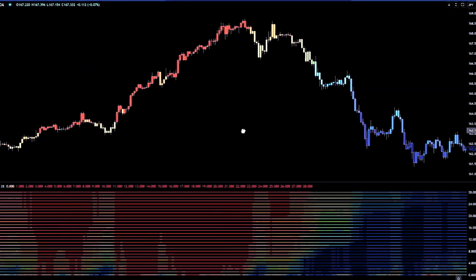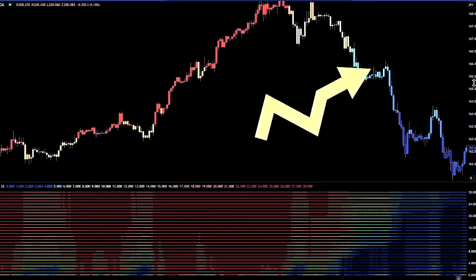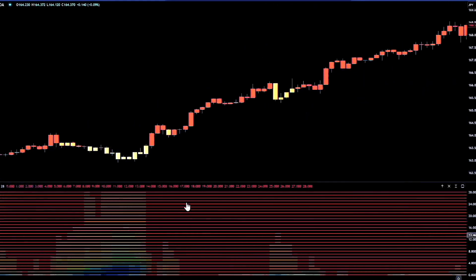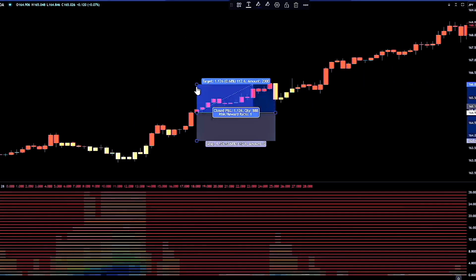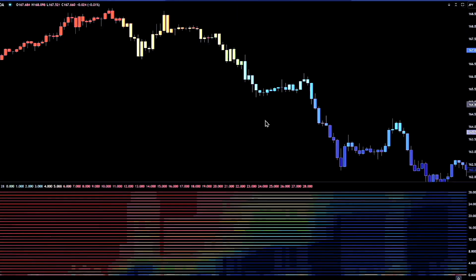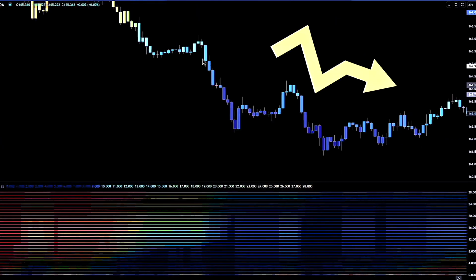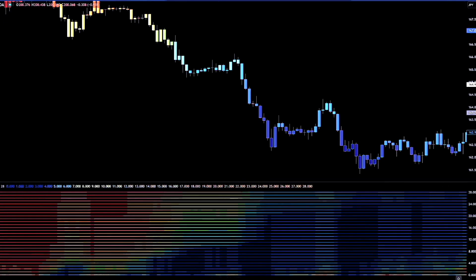Now you're probably wondering how to trade with this thing. It's simple. The darkest red means bullish momentum is at its peak. Those are the spots to take long positions. The darkest blue shows bearish momentum is strongest, so that's where you'd go short.